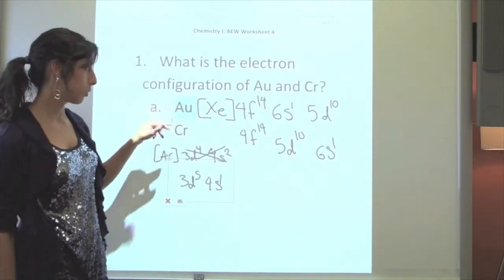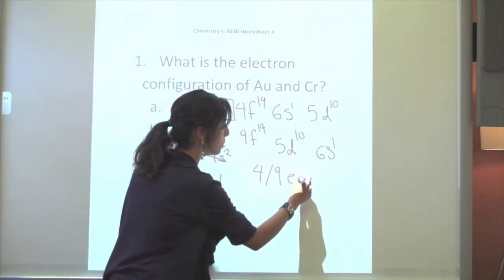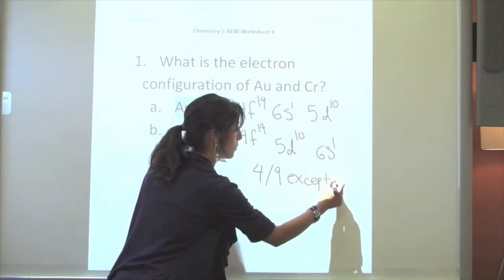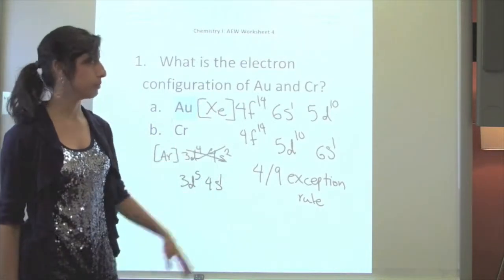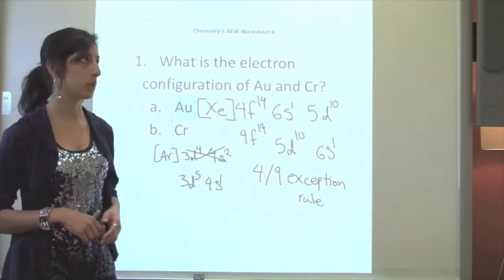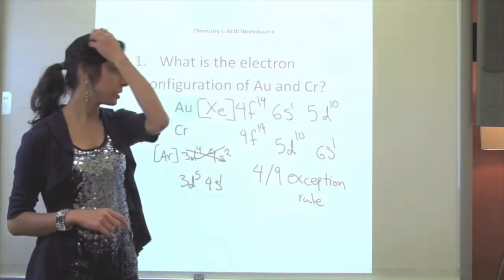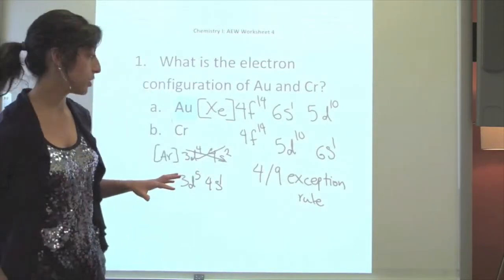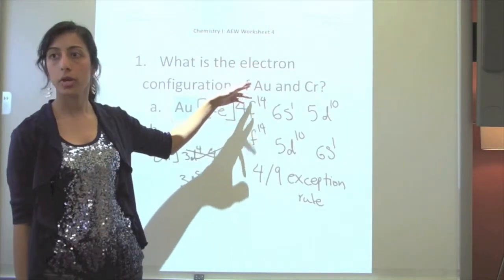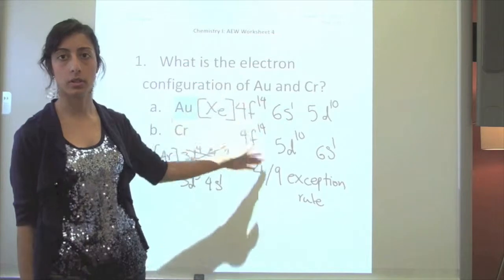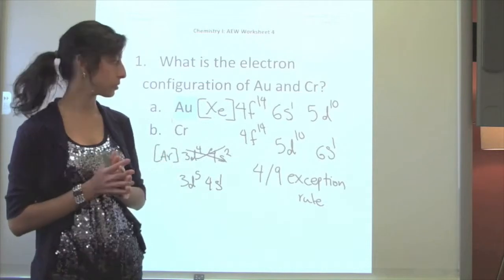So together, gold and chromium are two examples of the exception rule, which states that a full or a half-full orbital is going to be much more stable than a partially filled one. So that is why we do these. So this is going to be for elements such as chromium and molybdenum in the 4th group, and for elements such as copper, silver, and gold in the 9th group of the d transition metals.